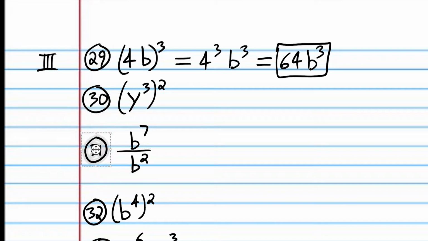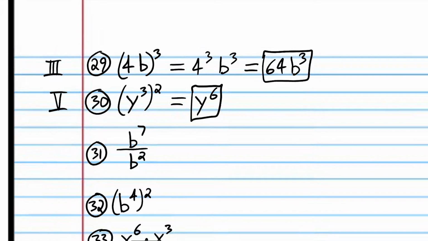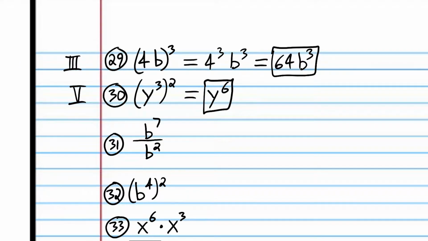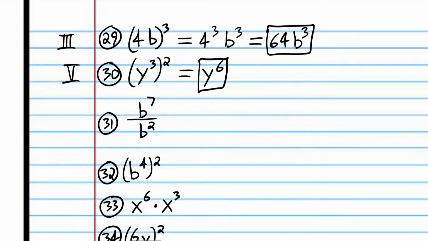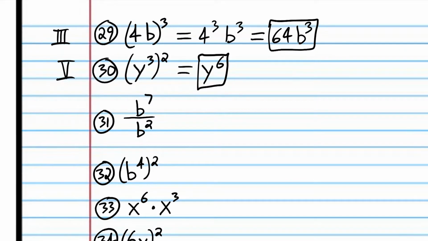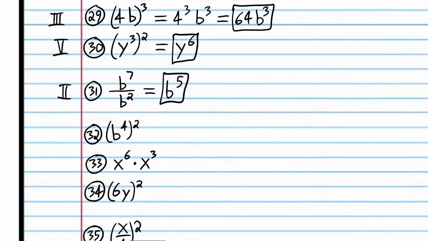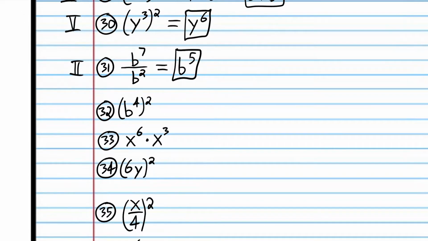All right, we're back. So this is going to be rule number 5. It tells us that we just multiply the powers, and we get y to the 6th power. So, that easy. If you got that answer, good job. Try number 31, and when you come back, we'll do it together. All right, we're back. So this is actually rule number 2, and you're just going to subtract those powers. So we have b to the 5th power. If you got that answer, good job. All right, try number 32, and when you come back, we'll do it together.